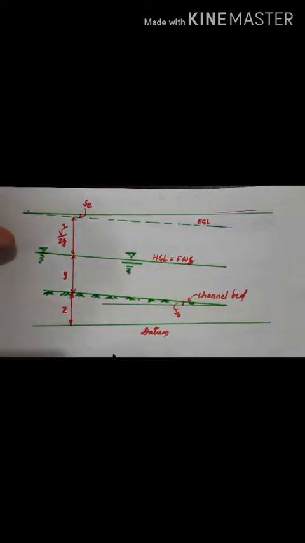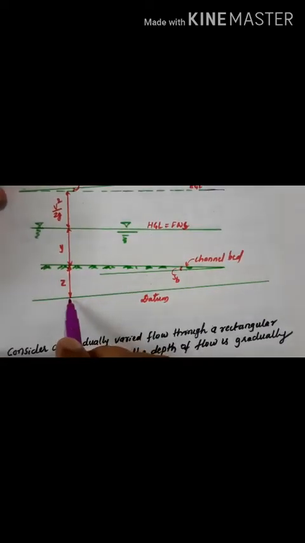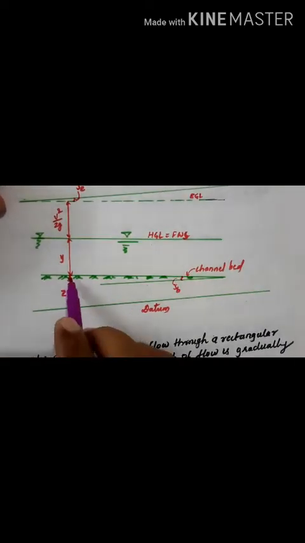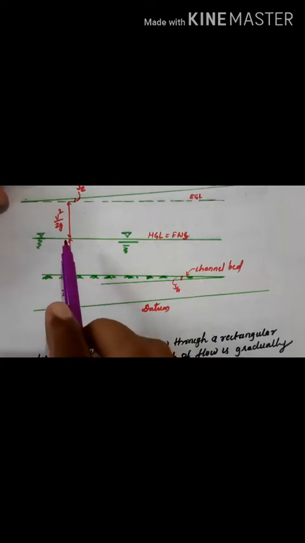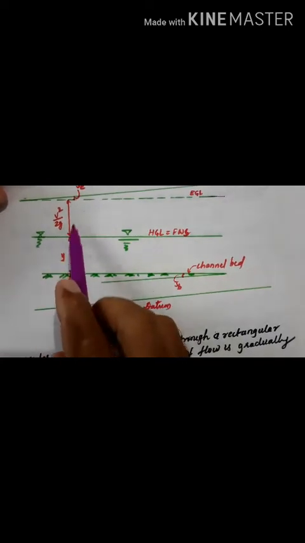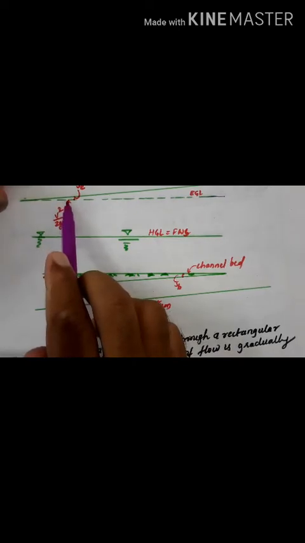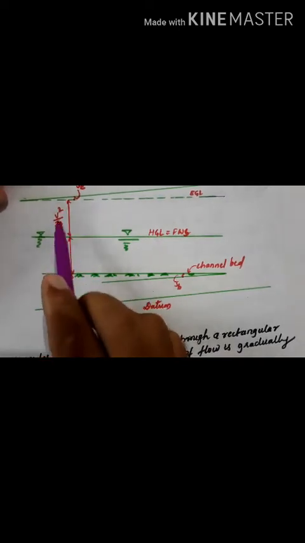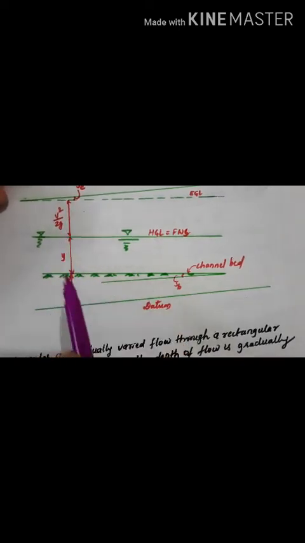From the reference point till the bottom of the channel is Z, the datum head. From the bottom of the channel till the free surface of water is the depth of flow. Then from the free surface of water till here, it is the velocity head, v square by 2g.